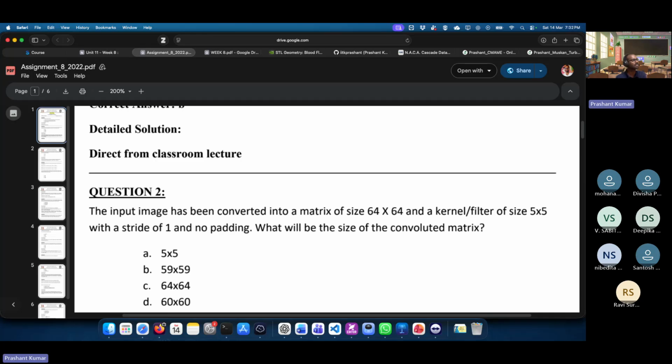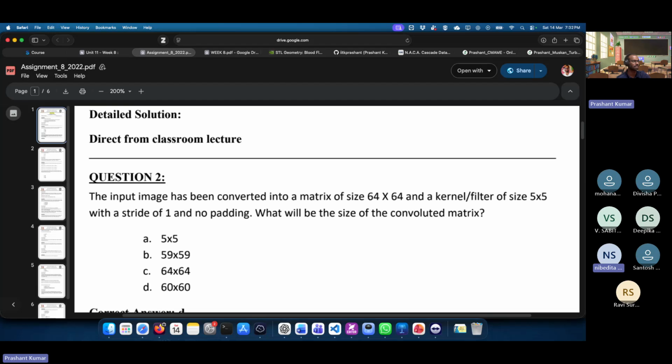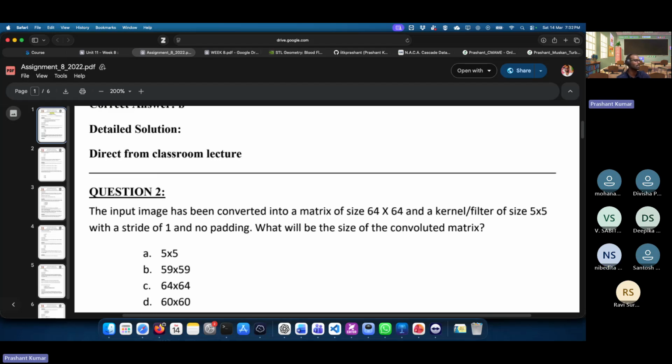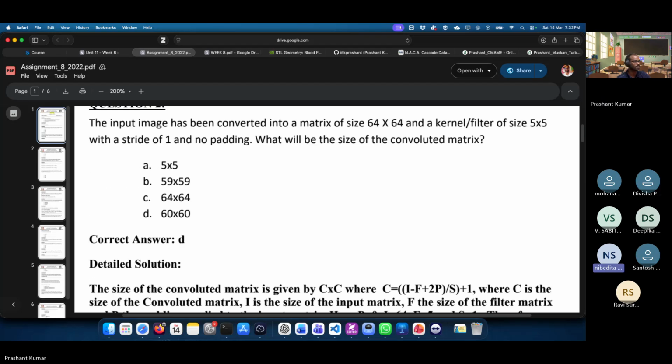Yeah, very simple. 60 by 60. Correct, right? So 64 minus 5, divided by 1, plus 1. That's 60 by 60. Option D.